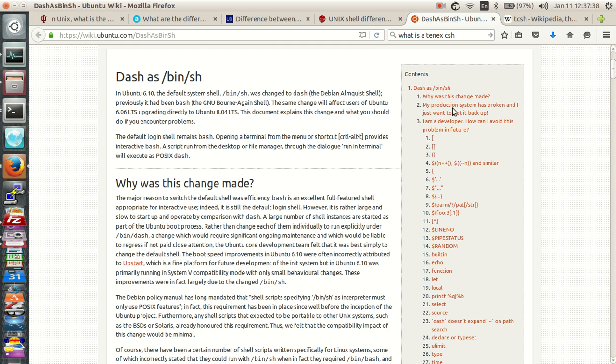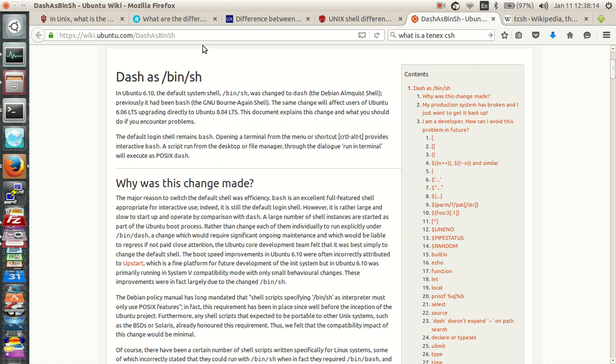A large number of shell instances are started as part of the Ubuntu process, and rather than make all of those shell instances start up with bash, they made them start up with this smaller shell called the Debian Almquist shell. And dash, the pun has to be there. The reason is because it's quicker, so it's dash. So anyhow, that's kind of interesting.